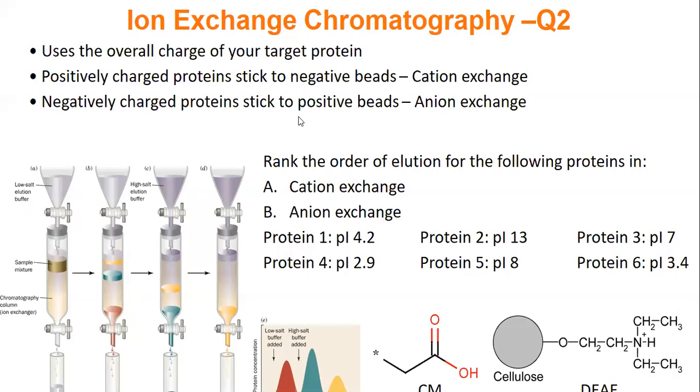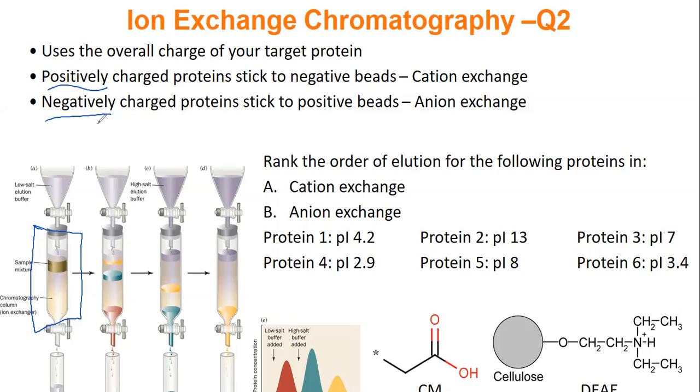Question 2, or point 2. The next way we can separate proteins is through ion exchange chromatography. What ion exchange chromatography is, is that you're using the charge of your protein to separate it from other proteins. And you do this by using a column, and this is column chromatography. So here's our column right here. Inside your column, you have beads. You can have positively charged beads or negatively charged beads.